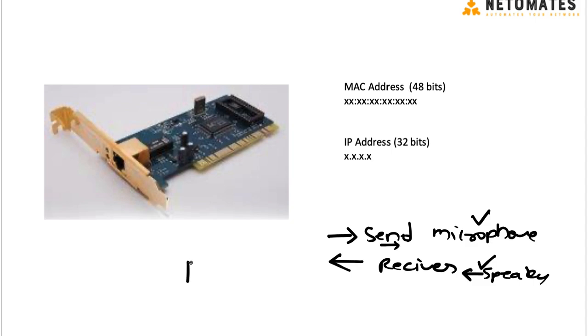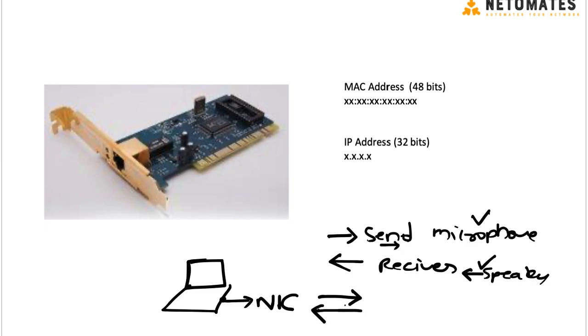But for a computer, if you take a laptop or a computer, there is only one device, which is called the network interface card. This is the device responsible for both sending data outside and receiving data. So sending and receiving are both processed by the network interface card.